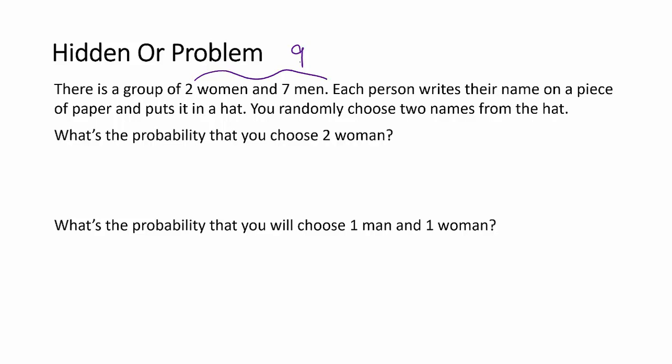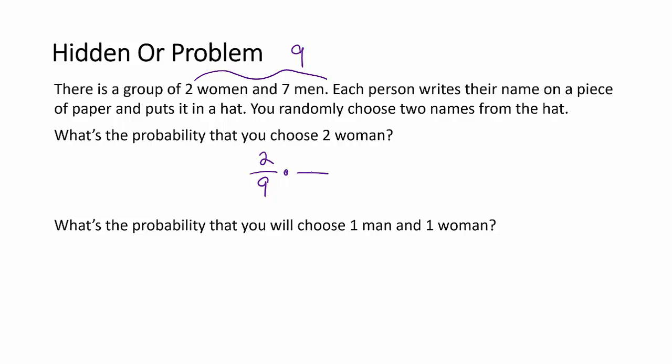The probability that we choose 2 women. Okay, so that would mean that we would have to choose a woman, which there are 2 of, right? We'd have to choose one of those people out of 9 names. So the chance of that happening would be 2 out of 9. Now, I'm not saying I chose both of them. I'm saying the chance of choosing a woman, when they have all 9 names in that hat, is 2 out of 9.